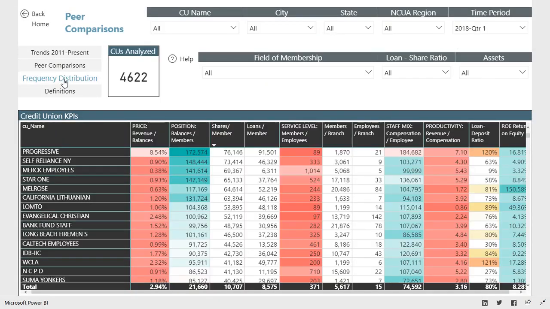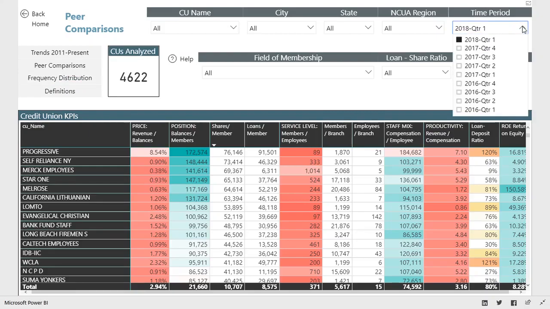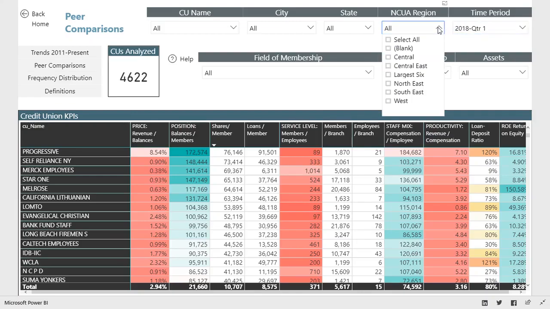Here we have a set of ratios for 4,622 credit unions, updated, as you can see in the time period here, to the latest quarter. Now you can go back and look at other quarters if you wish to. We can narrow down the list of credit unions that are included.